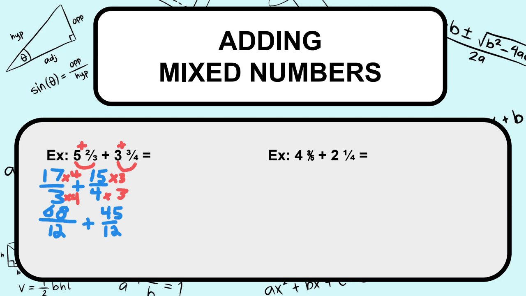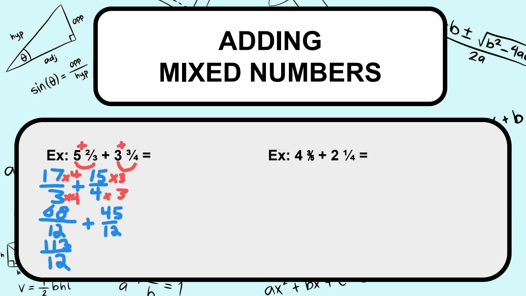Now, we have to add. So our denominators stay the same, and I'm going to write this down below because we're going to have to convert the improper fraction that we end up with into a mixed number. So our denominator of 12 stays the same, and then we have 68 plus 45. That's going to be 113.